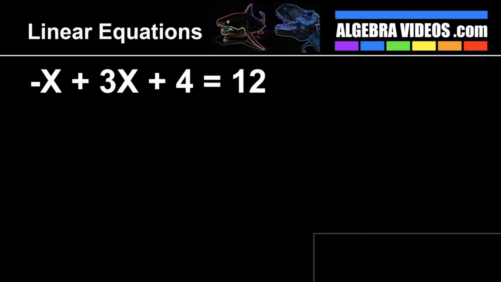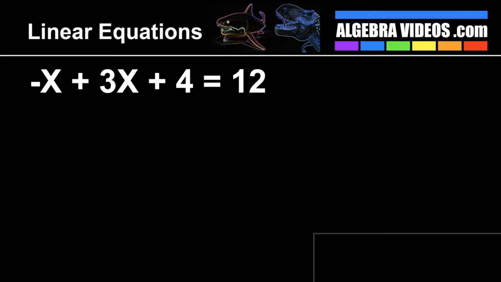All right, negative x plus 3x plus 4 equals 12. We want to get x by itself on one side of the equation. So what we're going to do is move numbers around until we have x by itself.